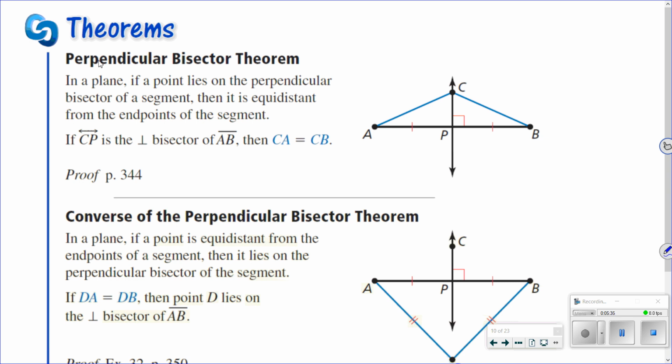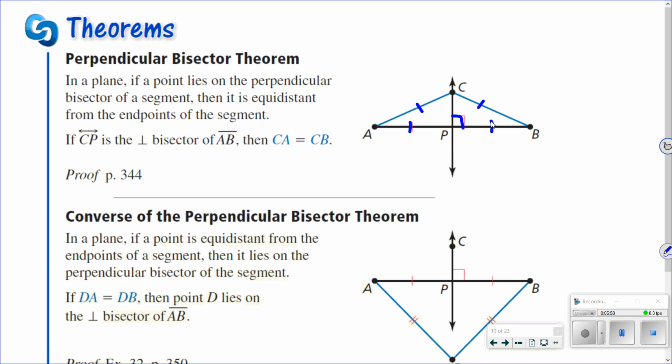So this point, first of all, this is the perpendicular bisector. It bisects that line, and it forms a 90-degree angle. That means that that distance and that distance are equal to each other. That's all that theorem says, which we just saw in GeoGebra.